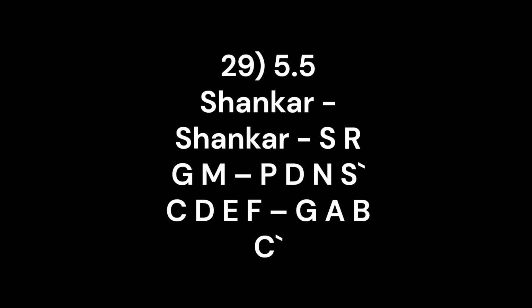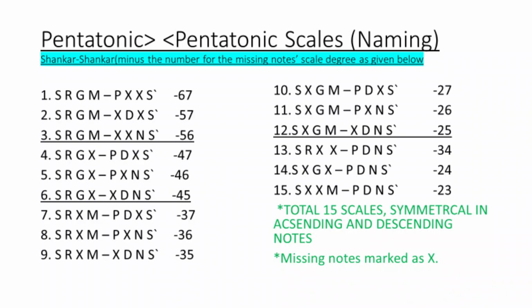Now, you know the notes for Shankar Shankar is Sa Re Ga Ma Pa Dha Ni Sa, all in capital letters. Or the alphanumeric notation is C D E F G A B C. If we omit any two notes, excluding the tonic or the root note, we will get 15 different combinations. If you want, you can take a paper and a pen and try to figure it out yourself, or you just listen to this.